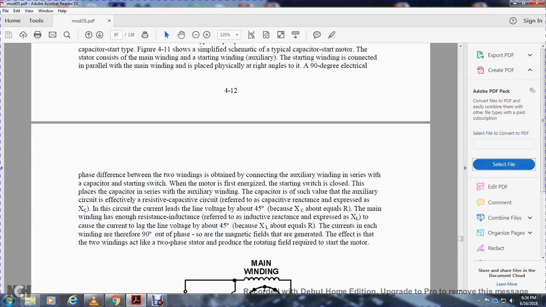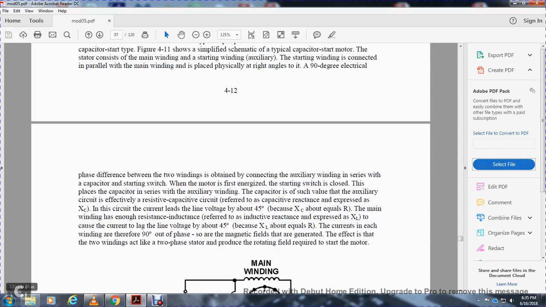When first energized, the starting switch is closed. The capacitor in series with the auxiliary winding is of such a value that the auxiliary circuit is actually capacitive. The capacitive reactance, expressed as XC, causes the current to lead the line voltage by 45 degrees, and the capacitive reactance is about equal to the resistance. The main winding has enough inductance, expressed as inductive reactance XL, to cause the current to lag the line voltage by 45 degrees. The inductive reactance is about equal to the resistance.